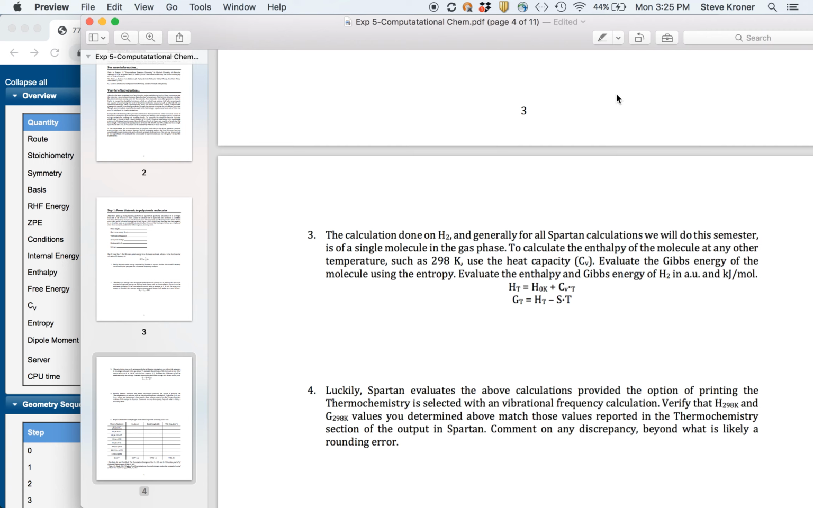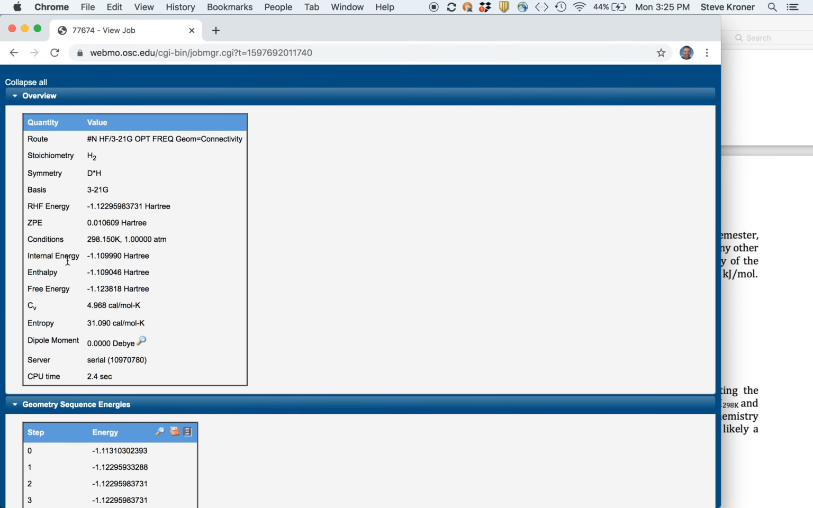So it's just doing the work to try to figure out where it is that the enthalpy and free energy terms are coming from. The internal energy, I actually made a mistake earlier. The RHF energy is actually not the electronic energy. The electronic energy is the internal energy here. No, I'm right. This is the electronic energy.